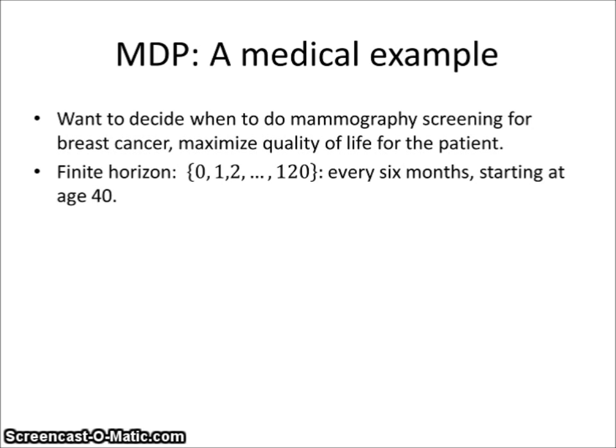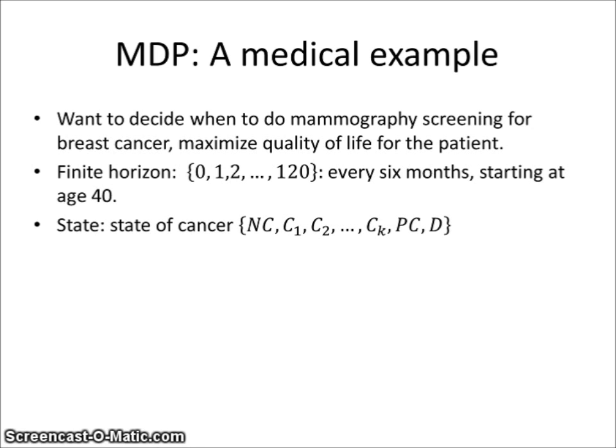We have a finite horizon. The screening can begin at age 40, and we choose every 6 months from then on, up to a certain age, whether to have a mammogram or not. The state is the state of the cancer, ranging from no cancer, NC. We can have K different states of cancer, different levels of cancer progression, or post-cancer, and then finally death. So the action at each stage is either do nothing or do a mammogram.